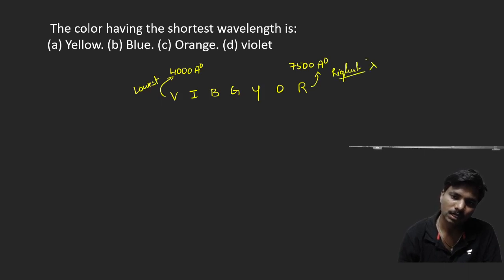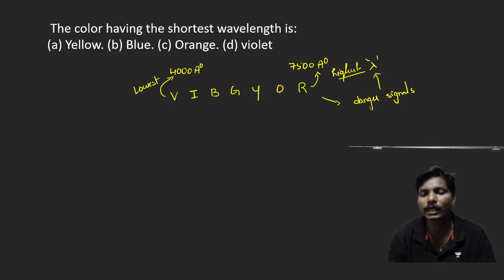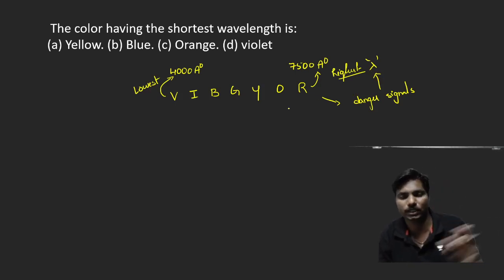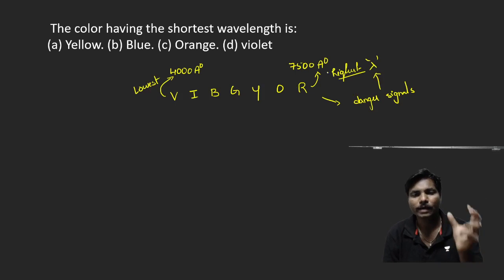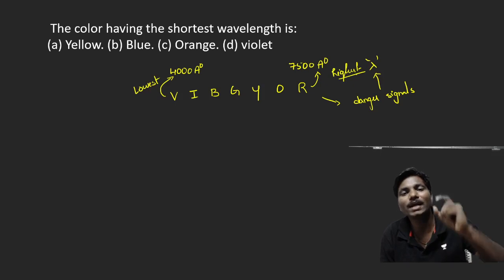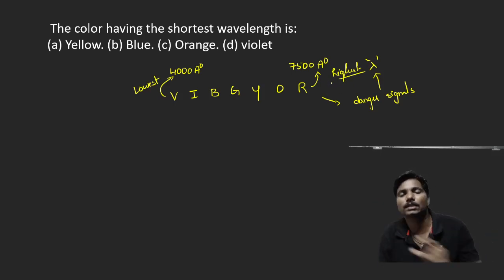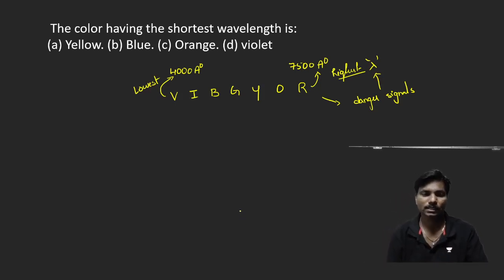That's why red color is generally used in danger signals. Because of its highest, longest wavelength, it can be visible from longer distances. And violet has the lowest wavelength.